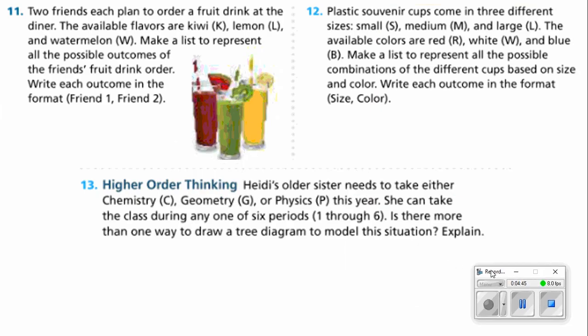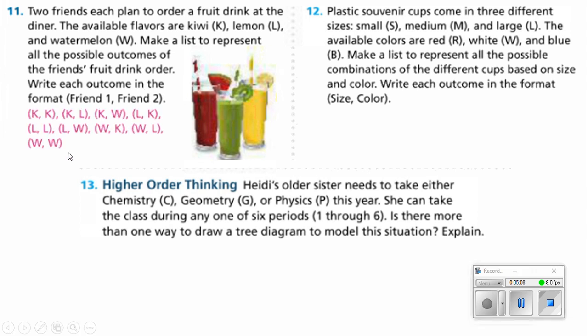Number 11 says, 2 friends each plan to order a fruit drink at the dinner. The available flavors are kiwi, lemon, and watermelon. Make a list to represent all the possible outcomes of the friends' fruit drink orders. Well, we could have kiwi and kiwi. Remember, there's two friends. They could both order kiwi. One could order kiwi and one could order lemon. One could order kiwi and one could order watermelon.